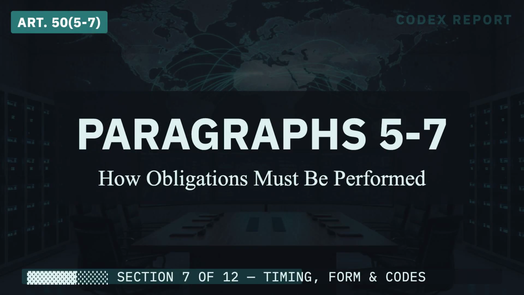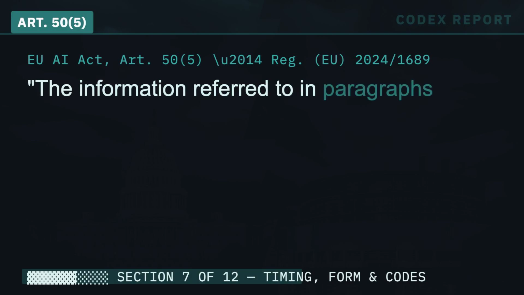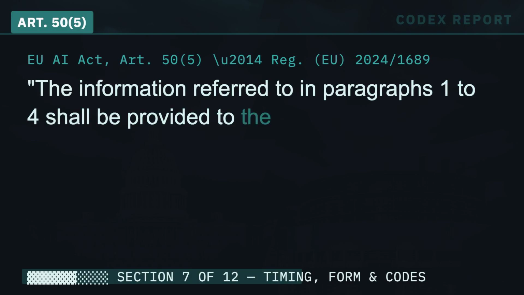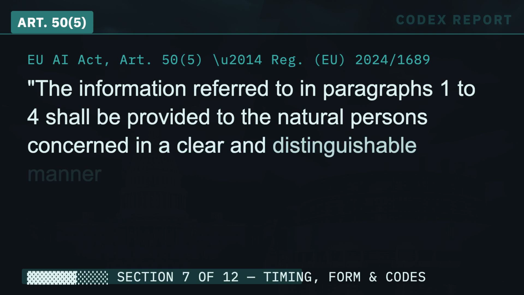We have now walked through the 4 substantive obligations: interaction disclosure, machine-readable marking, emotion recognition and biometric categorisation notification, and deep fake and AI-generated text disclosure. Paragraphs 5, 6 and 7 of Article 50 address how these obligations must be performed and what comes next in terms of implementation guidance.